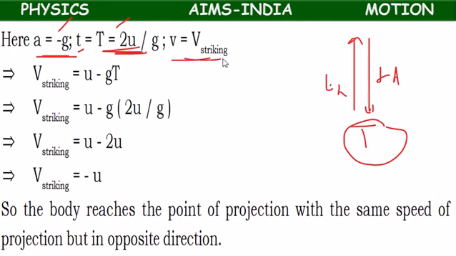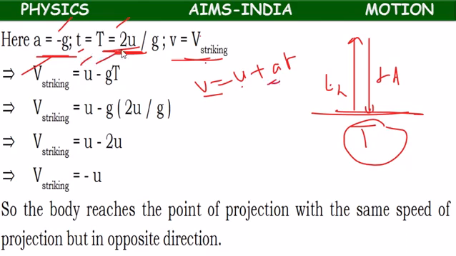So we have to find the striking velocity, with what velocity it will strike the point of projection. So v striking we will keep. In the place of v equal to u plus at, in the place of v we are keeping v striking, in the place of u we are keeping u, in the place of a, minus g. In the place of small t, we are keeping capital T, which means time of flight.